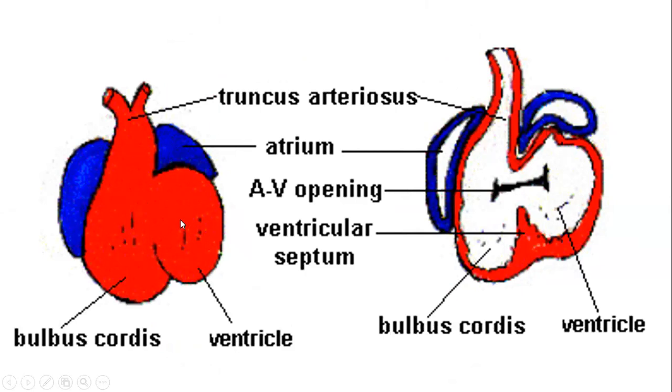The primitive ventricle has become the left ventricle, and the bulbous cordis is forming not only the right ventricle but also the truncus arteriosus, from where the aorta as well as the pulmonary trunk will develop. So all these are being formed from the bulbous cordis.